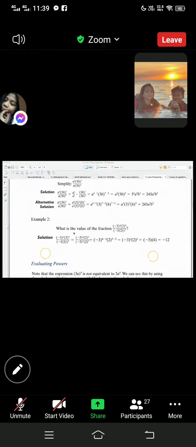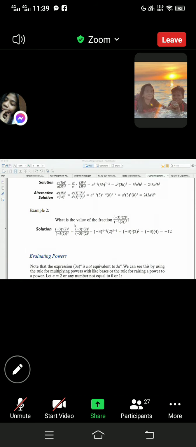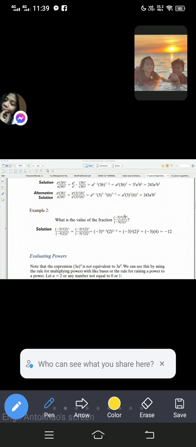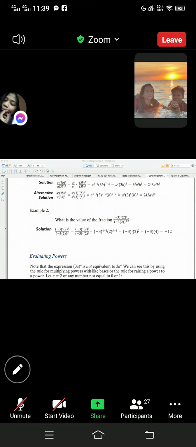Next is another example. Here, what is the value of the fraction? That is quantity negative 3 raised to the power of 4 times quantity 2 to the power of 5, all over quantity negative 3 times 2, then raised to the power of 3.